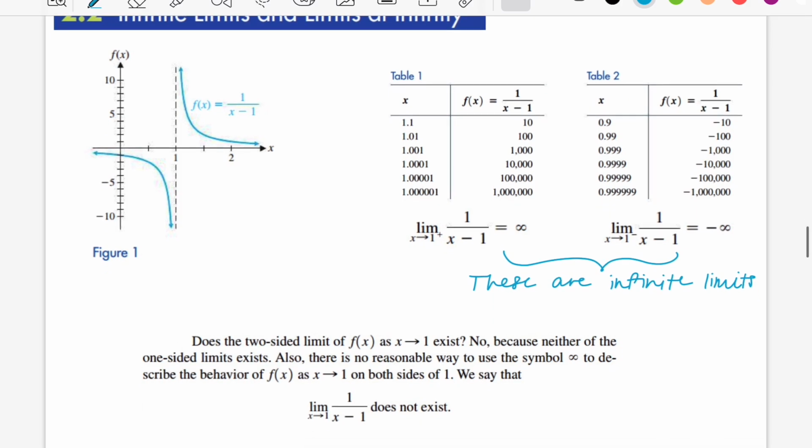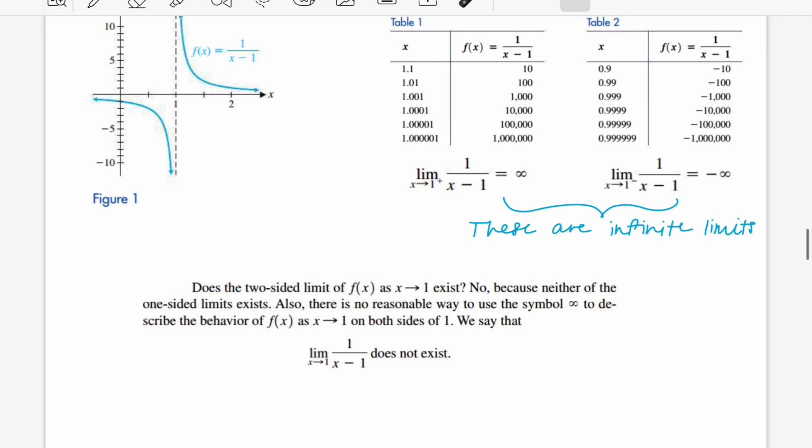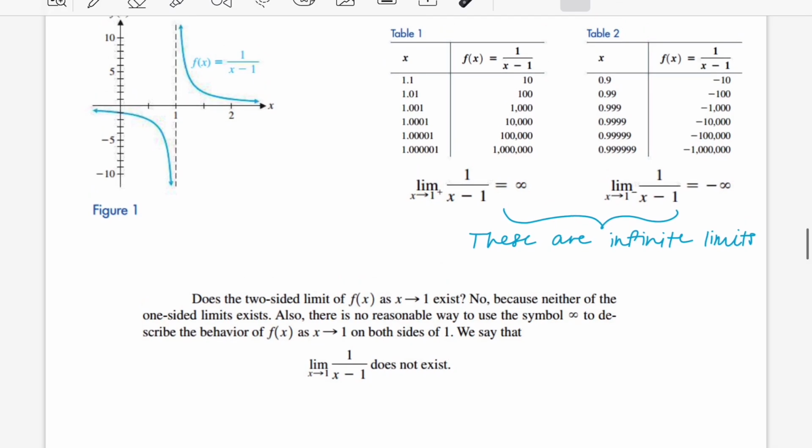All right, now something to note here is that the two-sided limit of this function does not exist as x approaches 1. And this is because neither of the one-sided limits exist. And remember, since the limit from the left is not equal to the limit from the right, the two-sided limit does not exist. And something else to note is that infinity is not an actual number that we can get to in the one-sided limits, so that's why they do not exist. We're just using the infinity symbol to describe what's happening and describe the behavior of these limits.